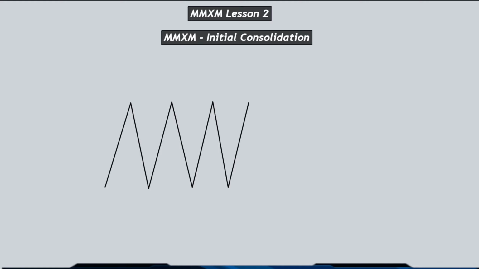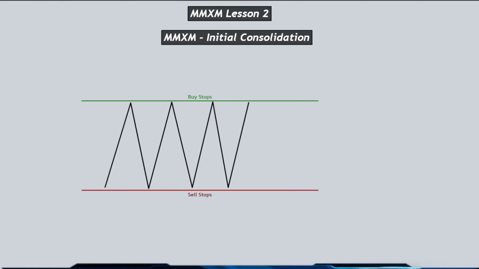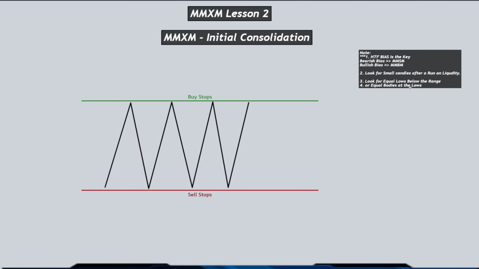Smart money, the institutions, try to first create some buy side liquidity in the form of buy stops and some sell side liquidity in the form of sell stops. So where should you look for this? Usually a consolidation will happen after a run on liquidity. Here are some notes I'm giving you. Higher time frame bias is the key. If the higher time frame bias is bearish, you are looking for a market maker sell model. If the higher time frame bias is bullish, you are looking for a market maker buy model.